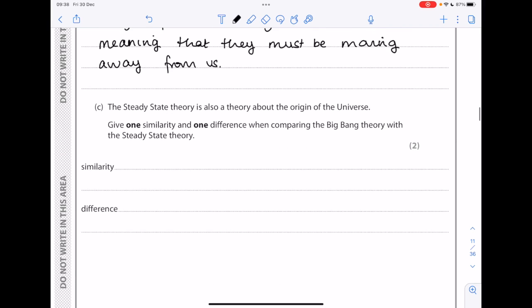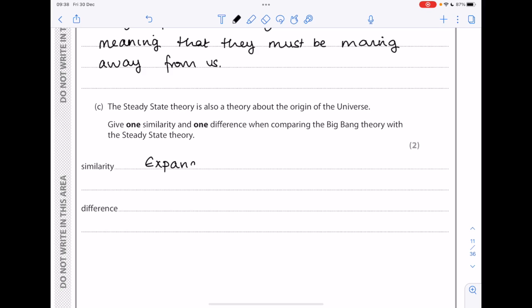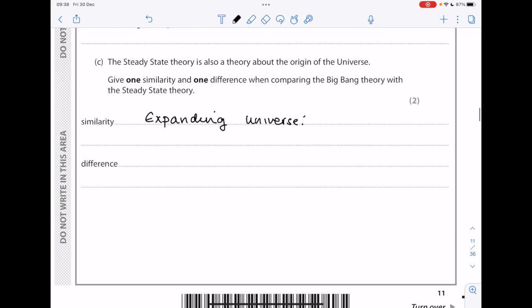The steady state theory is also a theory about the origin of the universe. Give one similarity and one difference when comparing the Big Bang theory with the steady state theory. Okay, a similarity is that they both include the concept of an expanding universe. But in the steady state theory, the universe had no beginning.